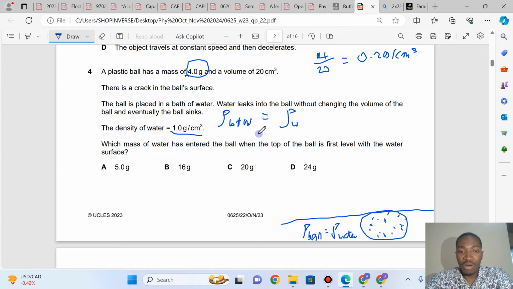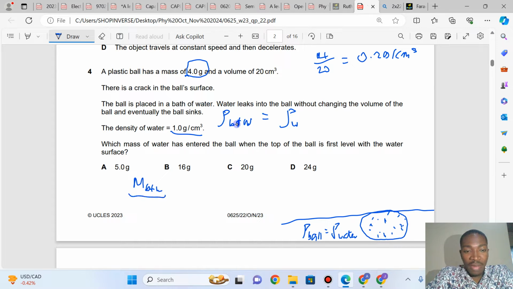So the density of the ball when filled with water equals the mass of the ball when filled with water divided by the volume of the ball. And it must be equal to the density of water, which is 1 gram per cm cube. Now let's solve this question. Density of ball plus water is mass of ball plus water divided by volume of the ball. Volume of the ball is 20.